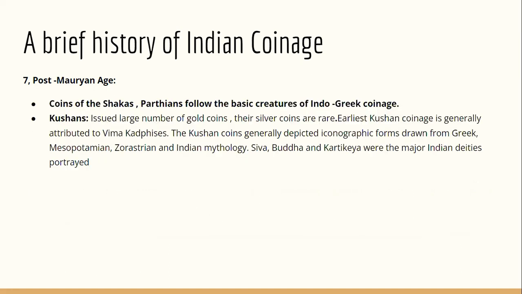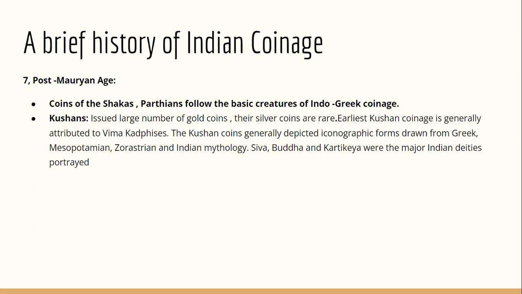Then after the Greeks, the next ones to come to India were the Shakas, and after the Shakas we had the Parthians. So the Shakas and Parthians followed the basic features of the coins that were issued by the Indo-Greeks. From here that practice started of issuing the portrait of the king and the name of the king. So that continued under the Shakas and Parthians also.